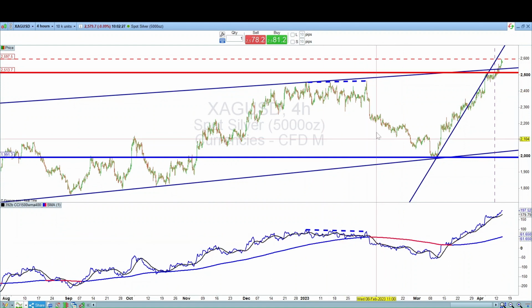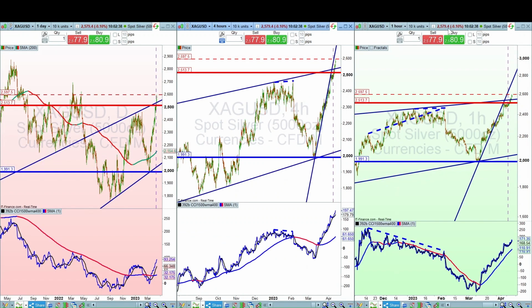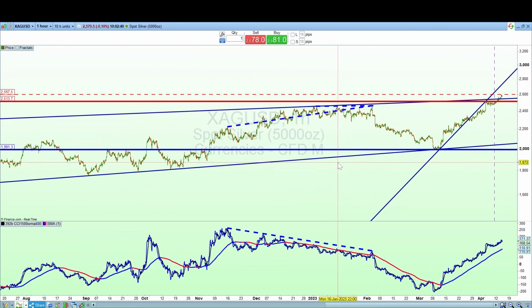So that would have been a nice area to go short. A bit of a risky trade possibly, but a nice area to go short once it broke down, especially on this moving average of the CCI. And going to the hourly chart as well, you can see it there more clearly, a bearish divergence versus a bullish divergence on the price chart.